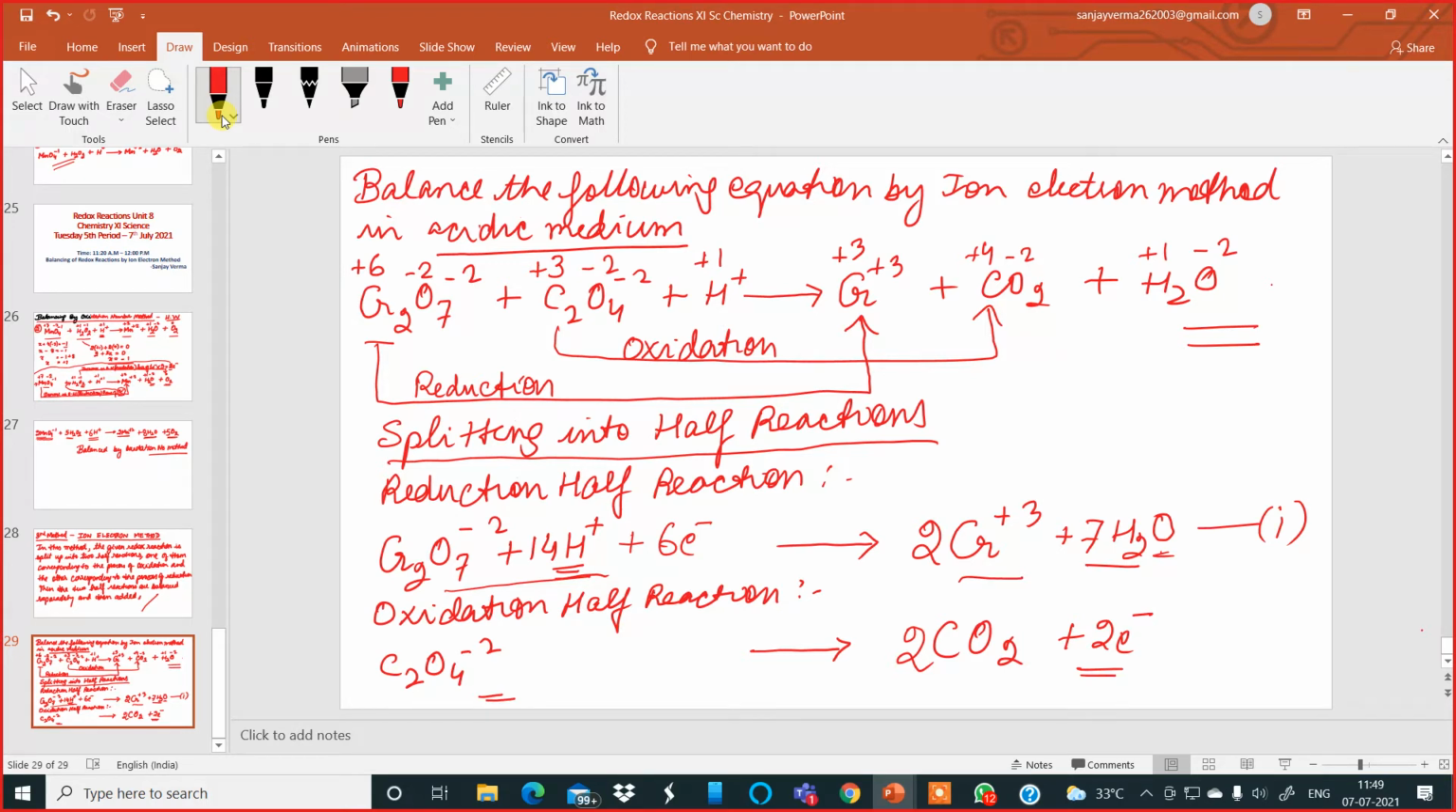But compare the reduction half reaction and the oxidation half reaction. In the reduction half reaction, we have used 6 electrons. The number of electrons in reduction and oxidation must be the same. So we have to make these 2 electrons into 6 electrons. So I will multiply the entire oxidation half reaction by 3.